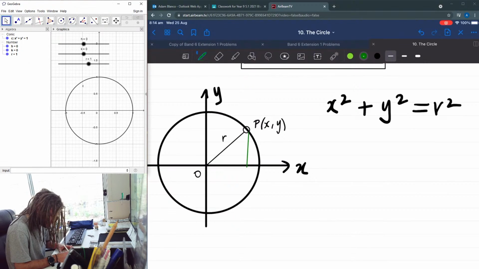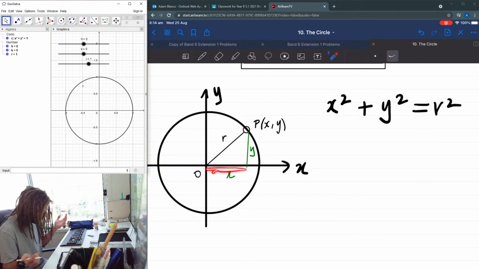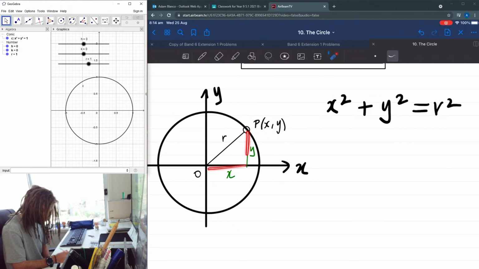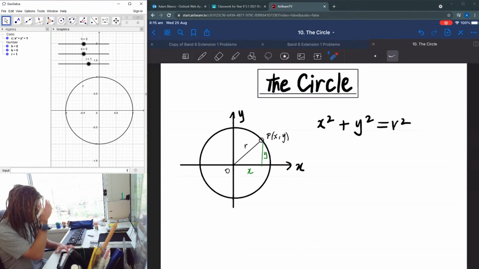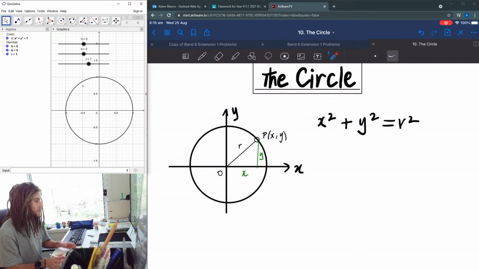I think that's kind of easier to see, and I can illustrate that here. That's y, the distance in the y direction, and x, which is the distance in the x direction. That's essentially just Pythagoras. x squared plus y squared is r squared. That's how the equation of the circle pops up, literally just from Pythagoras.